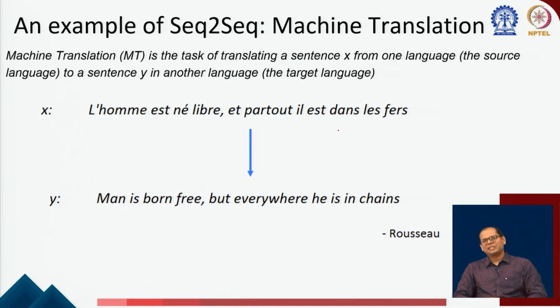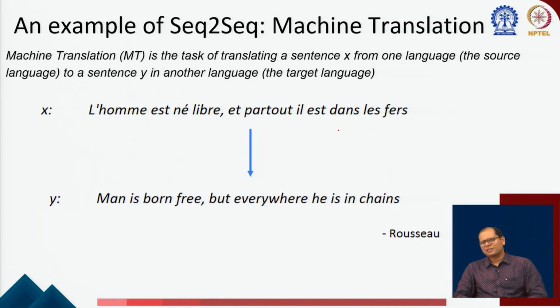Now, let us come to the sequence to sequence problem, and we start with the task of machine translation. That has been one of the major success stories of neural machine translation, the encoder decoder architecture, deep learning models, that they could be used for machine translation, right. So, what is the task?